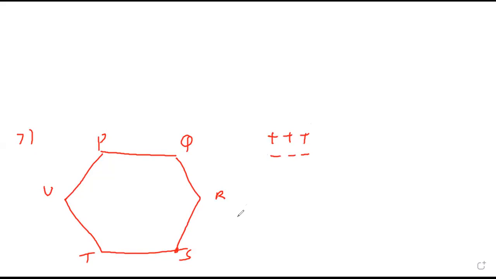are to be placed such that the field at center O, the point of intersection of all the diagonals, is double that of what it would have been if only one positive charge is placed at R. Then the arrangement of P, Q, R, S, T and U would be how much?